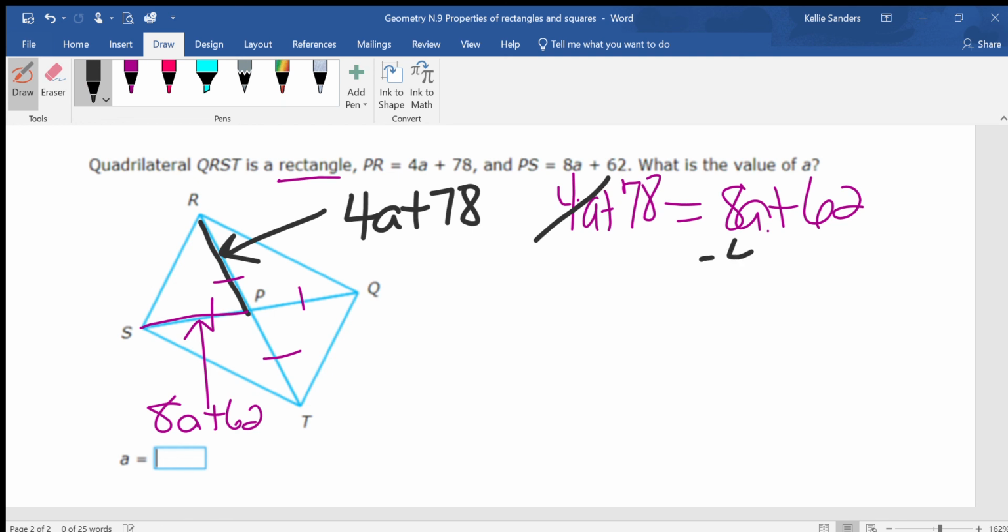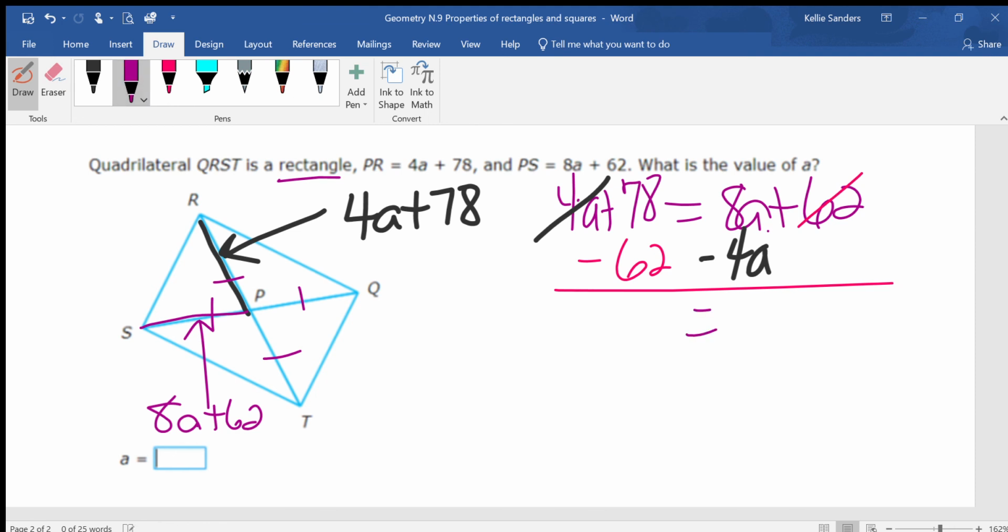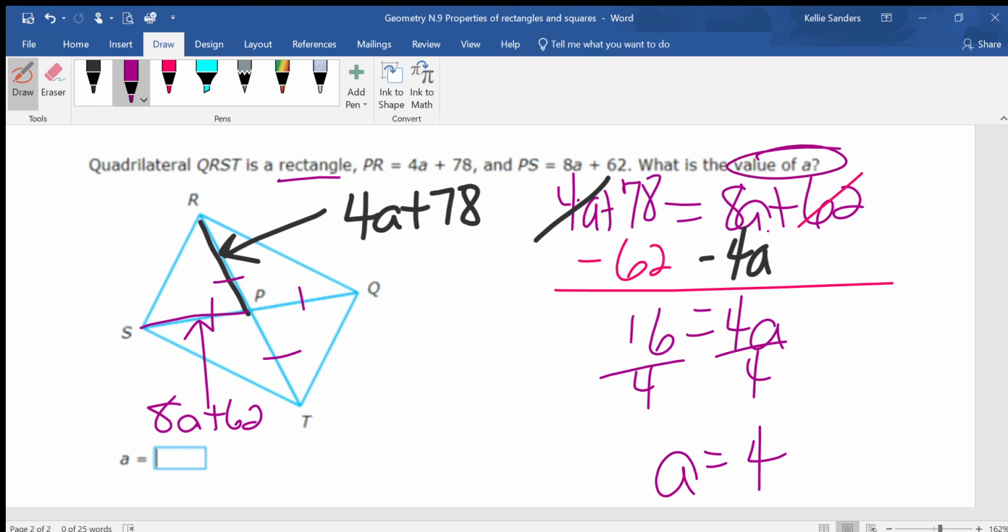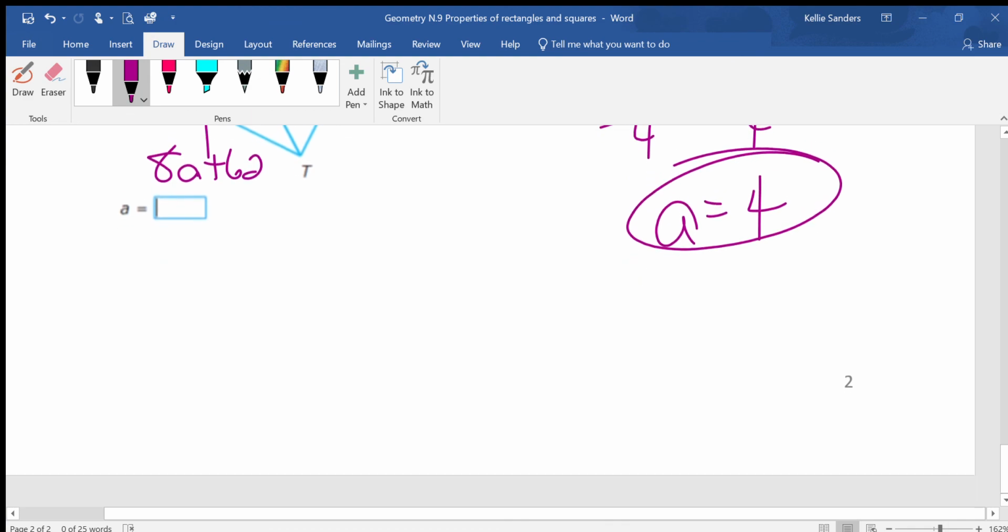Take this 4 over to this side. Take this 62 over to this side. 8 minus 4 is 4. 78 minus 62 is 16. Divide by 4. A equals 4. What's the value of A? A is 4. That's it.